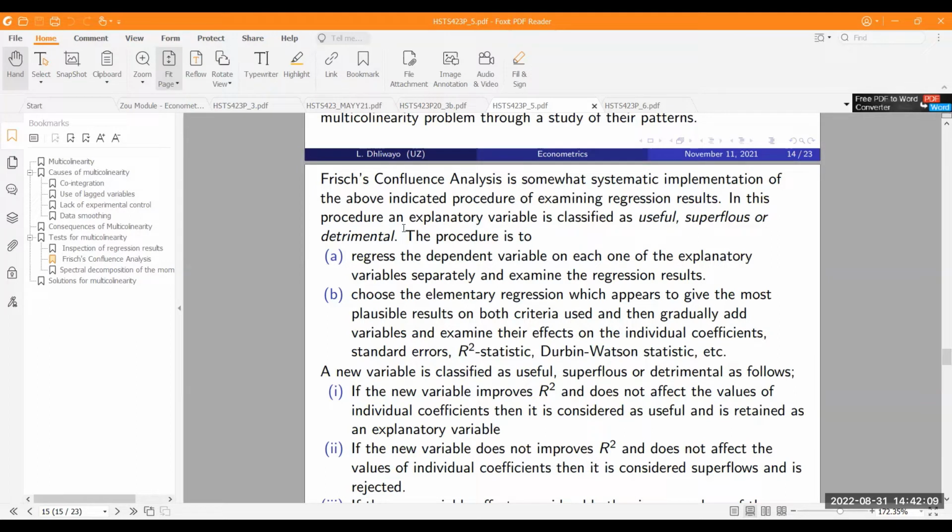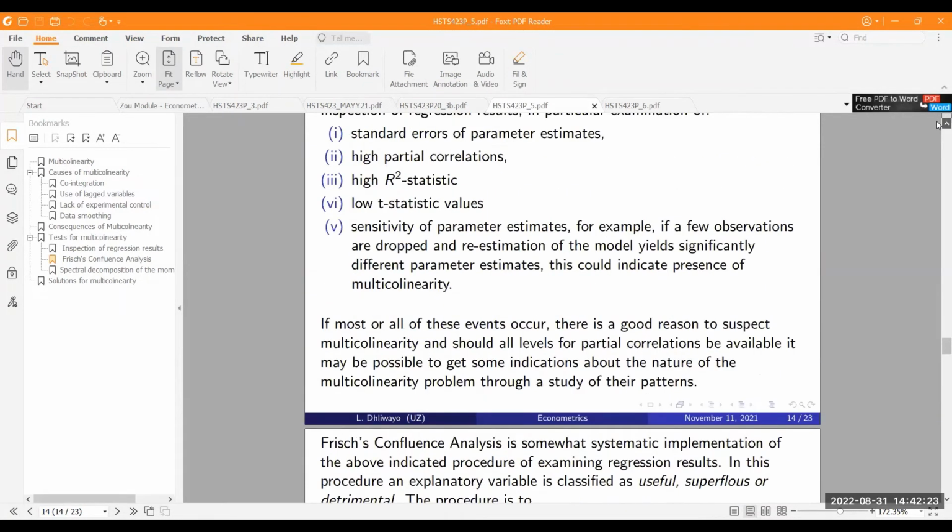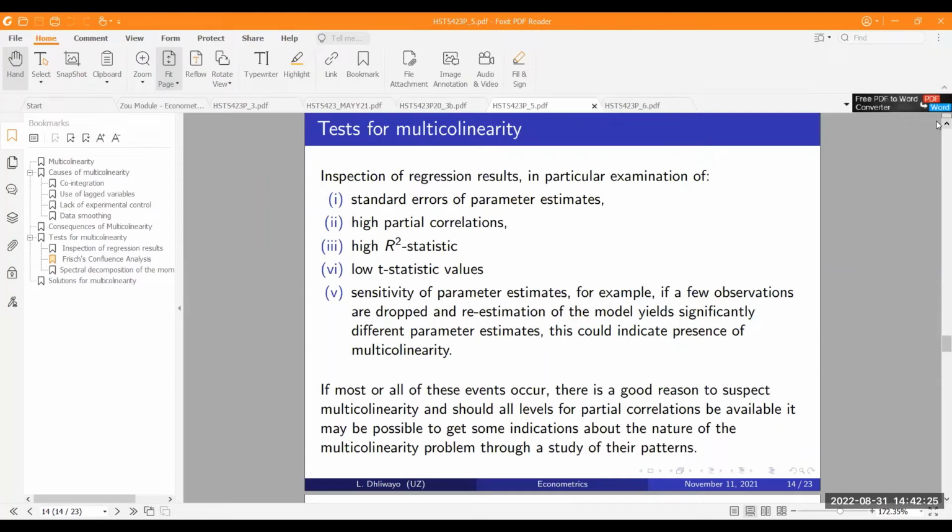to the first model that you have chosen. Then you check the individual parameters. What is happening now? Is the sign of the individual parameters changing? Is the standard T statistic changing? Based on what I've explained before on the high partial correlations, R squared, T statistic values, and so forth, and sensitivity of parameters, you check all those with what is happening. Then you take X3T and also put it on that model.